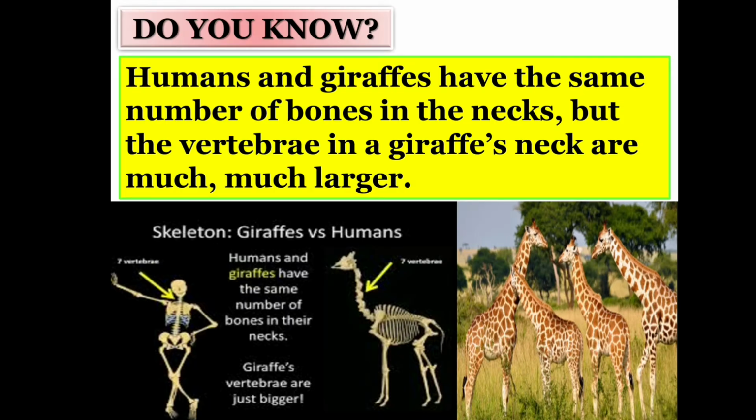Do you know humans and giraffes have the same number of bones in the neck, but the vertebrae in the giraffe's neck are much larger.